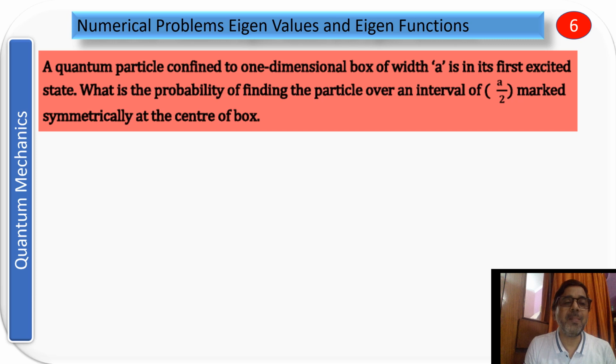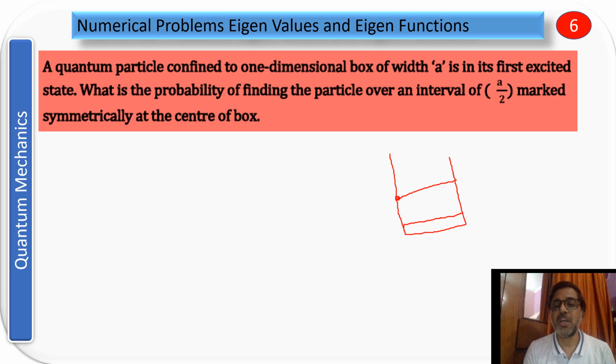A quantum particle confined to a one-dimensional box of width a in the first excited state. So this is your ground energy state, n equal to 1, and this is your first excited state. Where is the particle? The particle is here. So this is your n equal to 1, and this is your n equal to 2. The particle is here, so the value of n will be equal to 2.